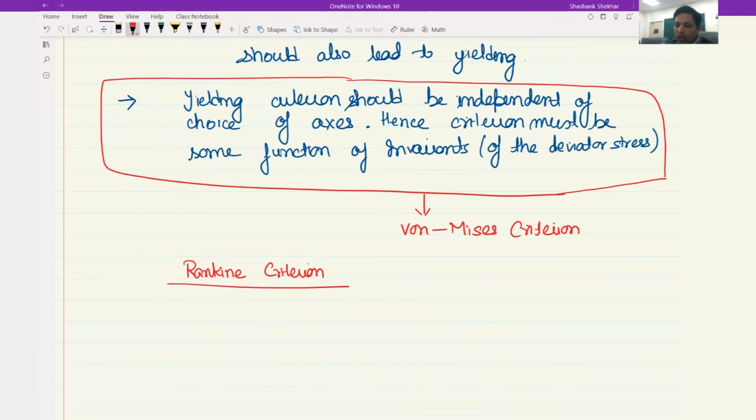So with the introduction of these three yielding criteria and the conditions, we will end this lecture over here. And in the next few lectures, we will go through these different criteria. Thank you.